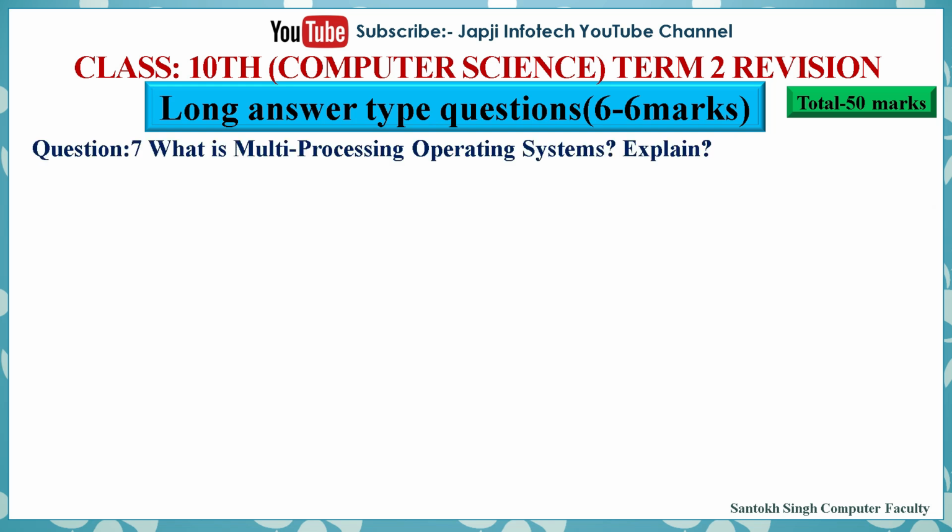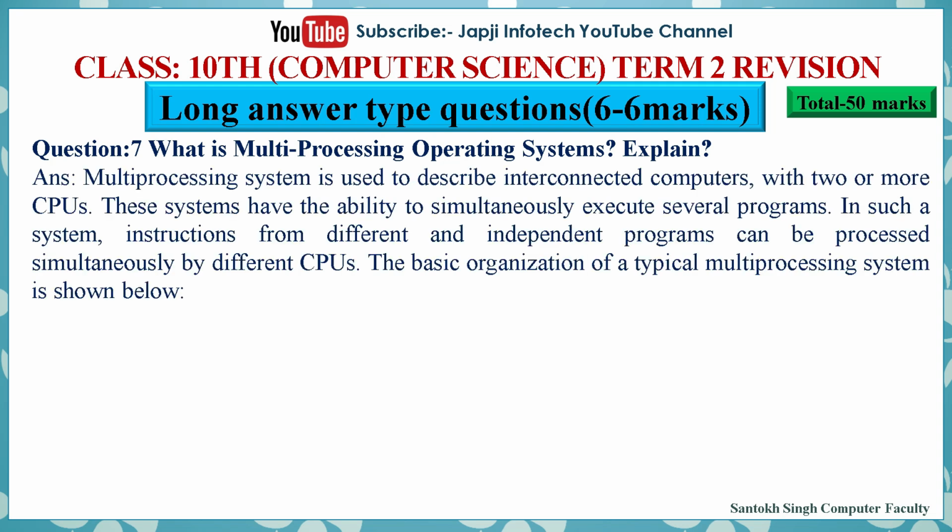The seventh question is, what is multiprocessing operating system? Explain. And the answer is, multiprocessing system is used to describe interconnected computers with two or more CPUs. These systems have the ability to simultaneously execute several programs. In such a system, instructions from different and independent programs can be processed simultaneously by different CPUs. The basic organization of a typical multiprocessing system is shown below.